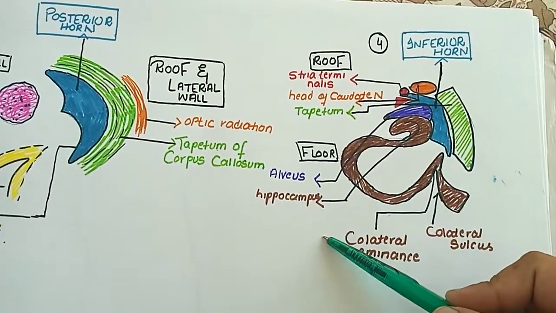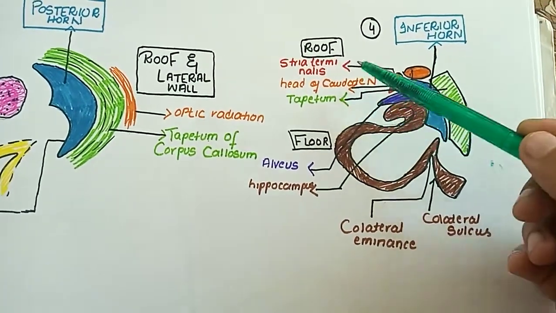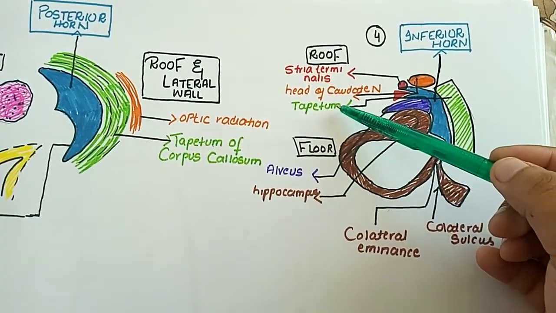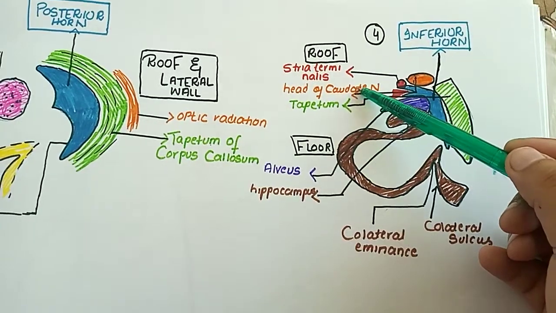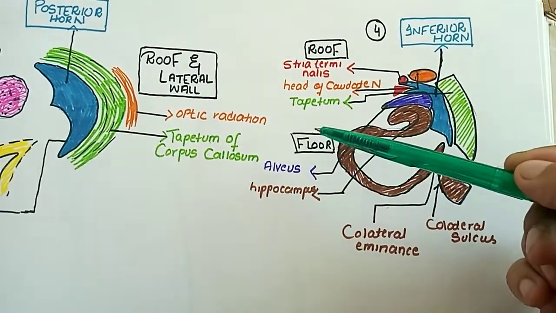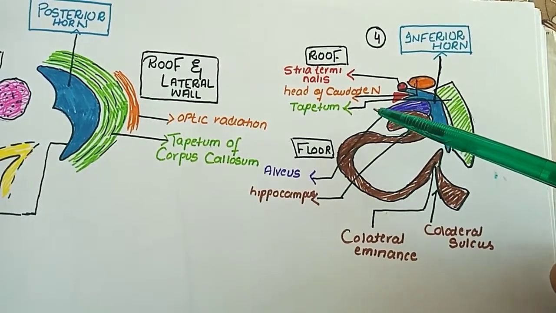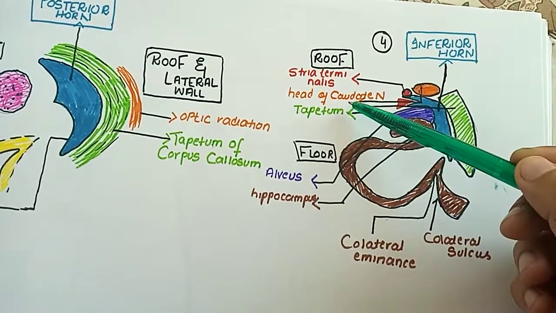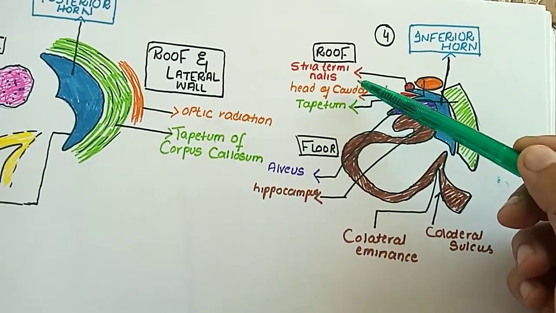And the inferior horn of the lateral ventricle extends into the temporal lobe, and the roof of the inferior horn is also formed by the tapetum of the corpus callosum, the splenium fibers of the corpus callosum. And basically the caudate nucleus was present at the floor of the anterior horn, the body and the posterior horn, but now in the case of the inferior horn, the caudate nucleus is present in the roof.